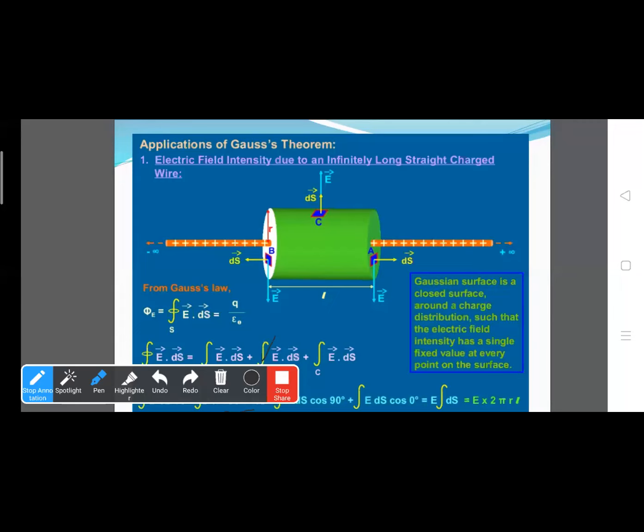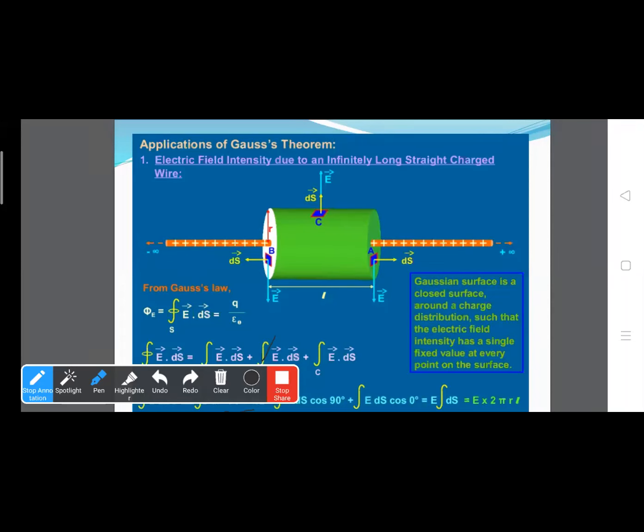In the first lecture, I discussed electric flux, what electric flux is, and Gauss theorem. Now in this video, I will discuss the application of Gauss theorem. So let's start. Electric field intensity due to an infinitely long straight charge wire.